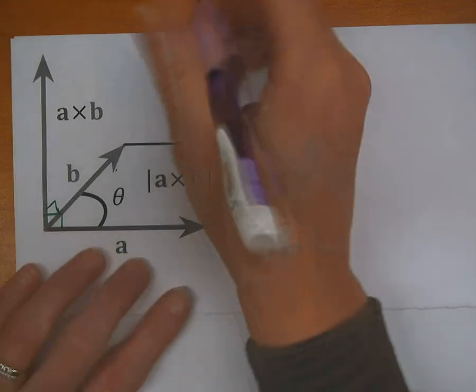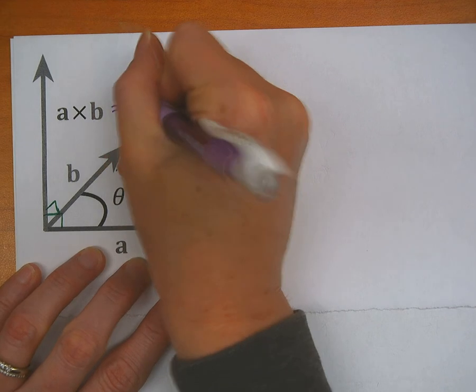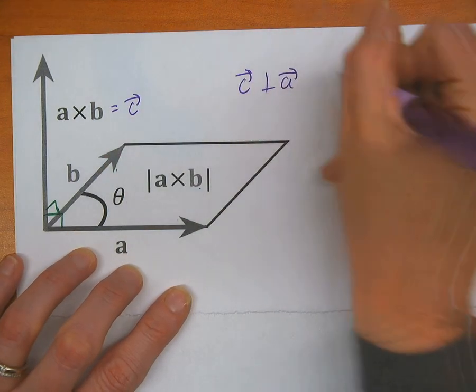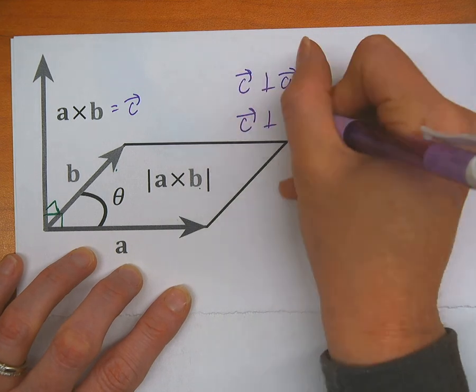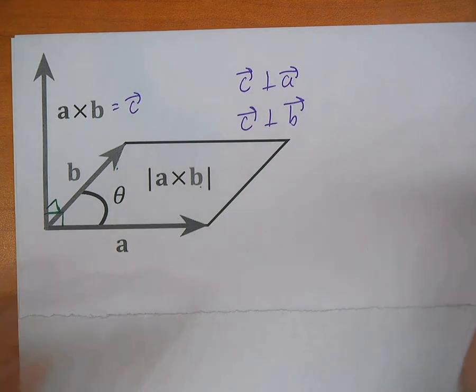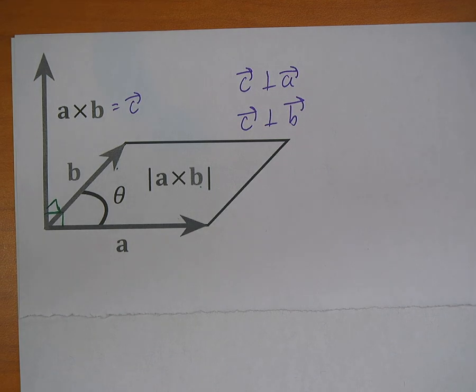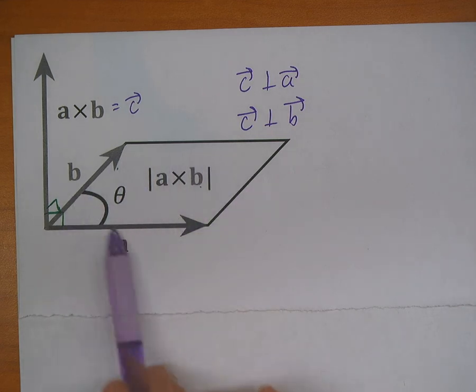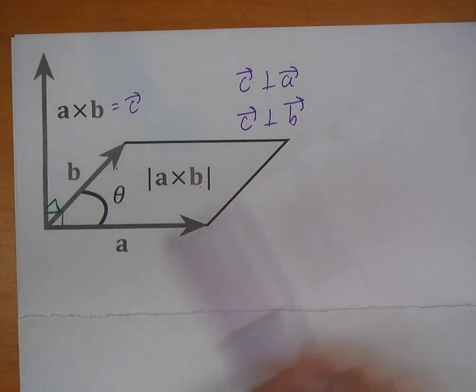A cross B, let's give it a new name. Let's call it C. C is perpendicular to vector A. C is also perpendicular to vector B. That's going to be important for the stuff that we're doing later on, because now we're going to be able to figure out, let's say we have a plane and we want to know what vector is perpendicular to that plane. We're going to be able to compute that. That's going to be really important for a number of applications that we work through.